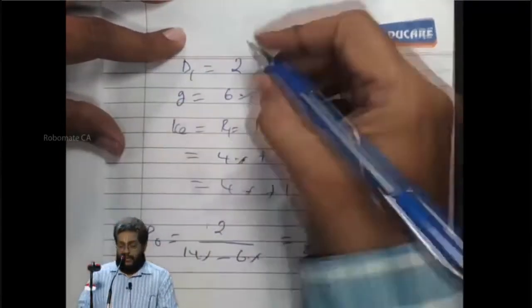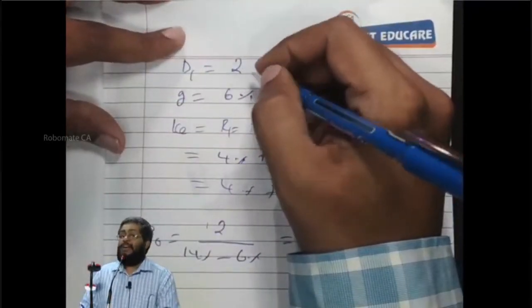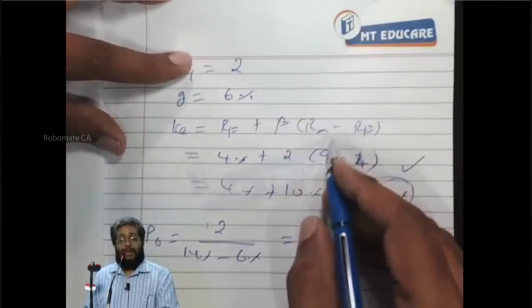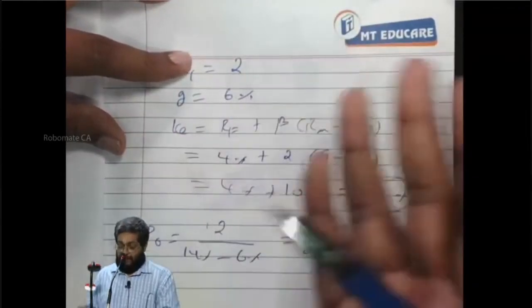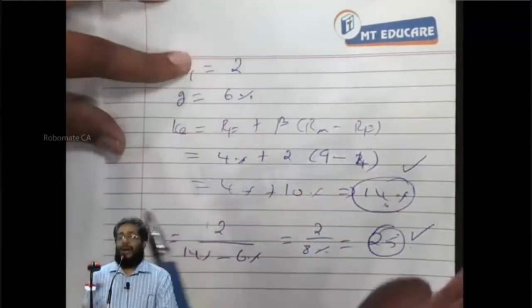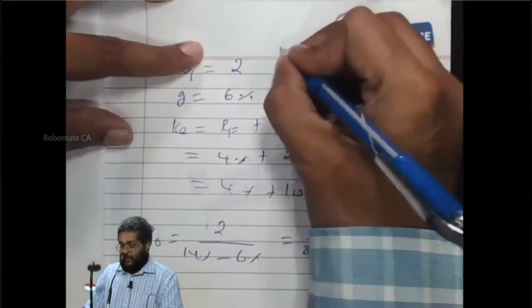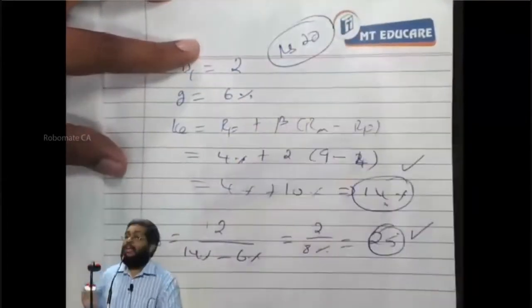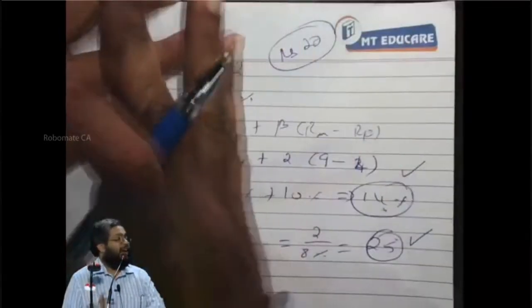In the example, I'll tell you about the share. A share which is expected to pay a dividend of 2 rupees next year, which is expected to grow at 6%, has a beta of 2 times, and is trading in the market at rupees 20. Somebody asks you, can I buy this share or not?